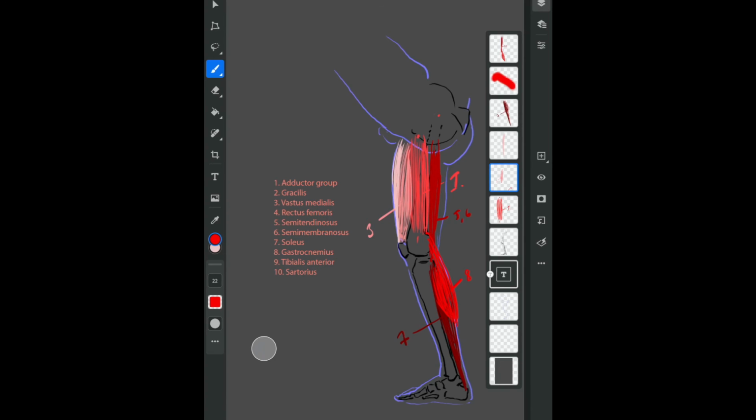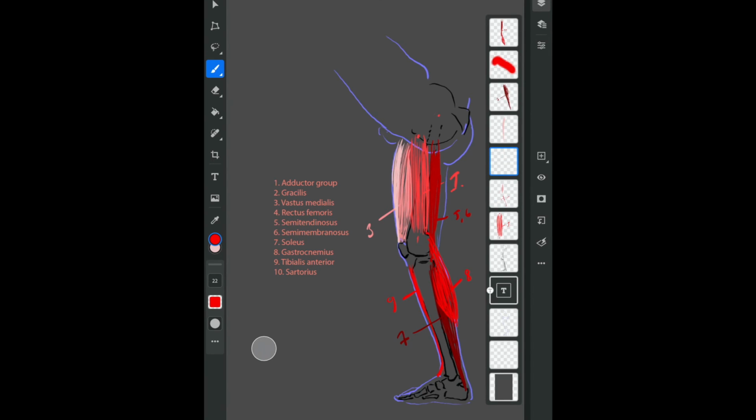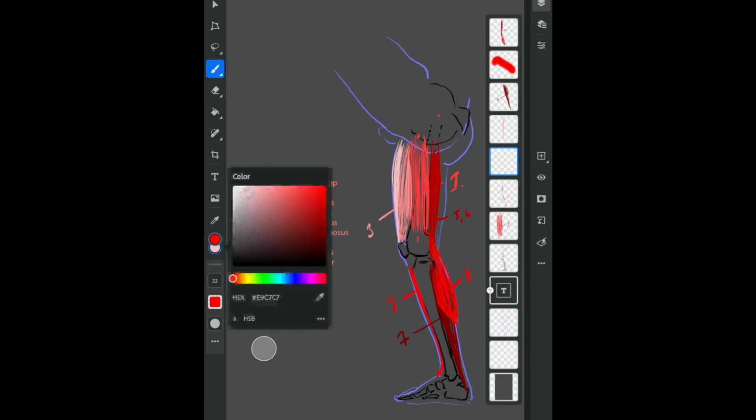And then we have a few muscles on the front of the shin, mainly our tibialis anterior. You might be able to see a little bit of the extensor digitorum. It's possible, but mostly probably tibialis anterior here. So that's going to be number 9, like this. And then we've got 2 more muscles, the gracilis and the sartorius. Let's add another layer here, and let's work in white so we can see this as clearly as possible.